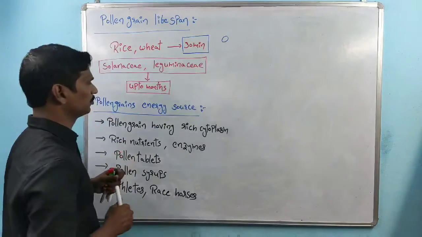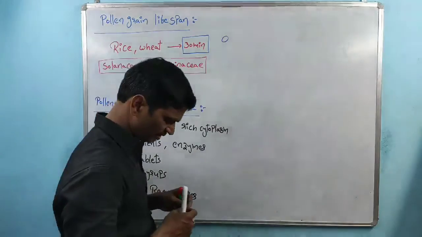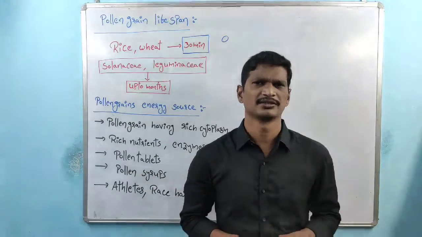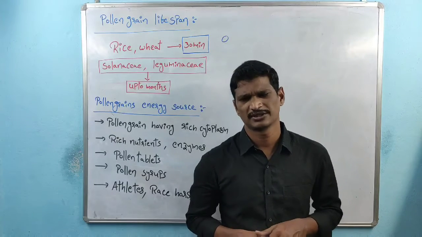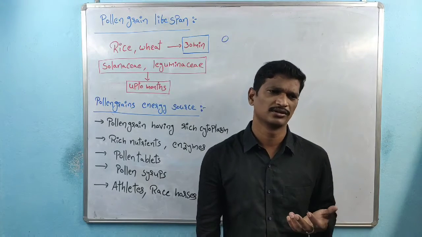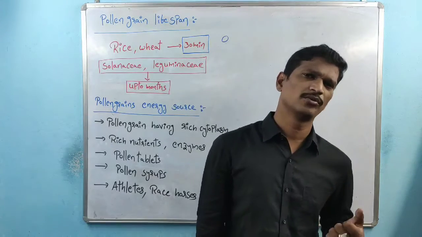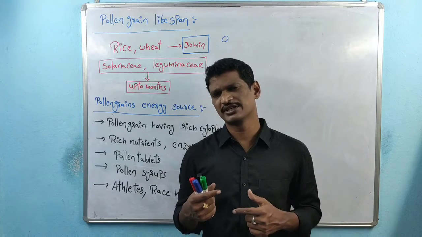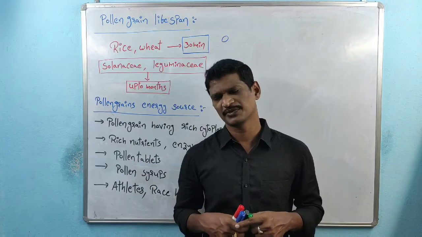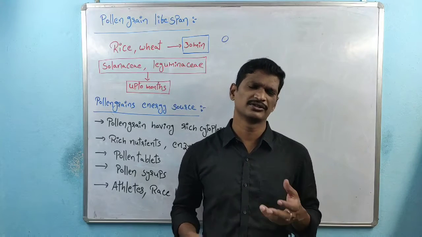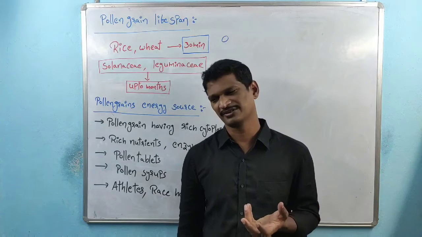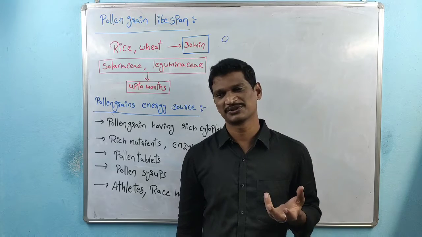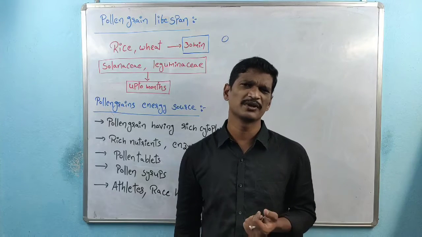Coming to the next concept: pollen grains as an energy source. Nowadays we are using pollen grains as an energy source. All of you remember, in the olden days we used vegetables and rice, which are a good energy source for the body. In the next generation, the vegetarian diet was replaced by the non-vegetarian diet. Most people like to eat chicken, mutton, fish, and in different countries, people even like to eat mosquitoes and houseflies.